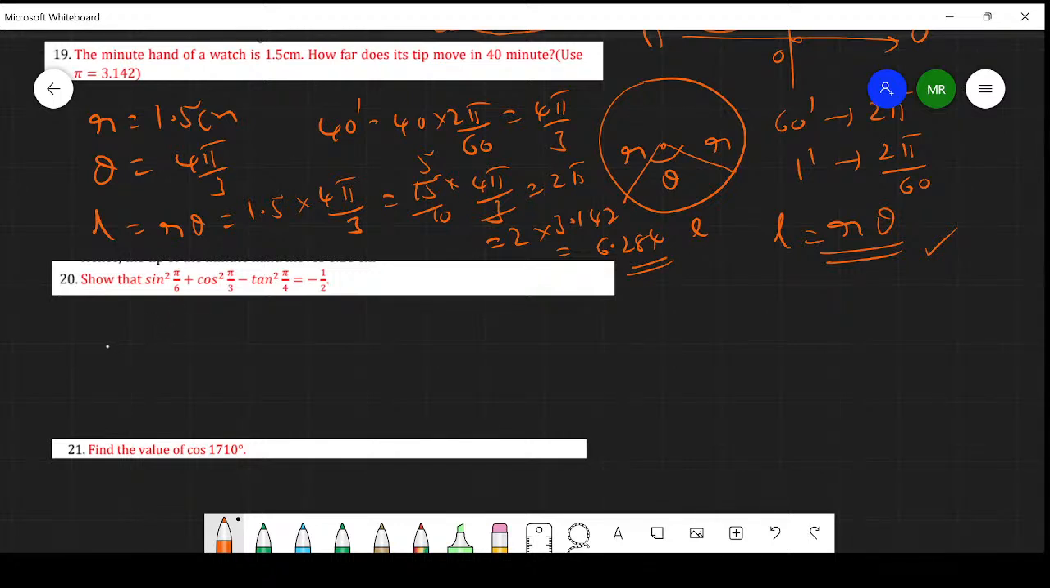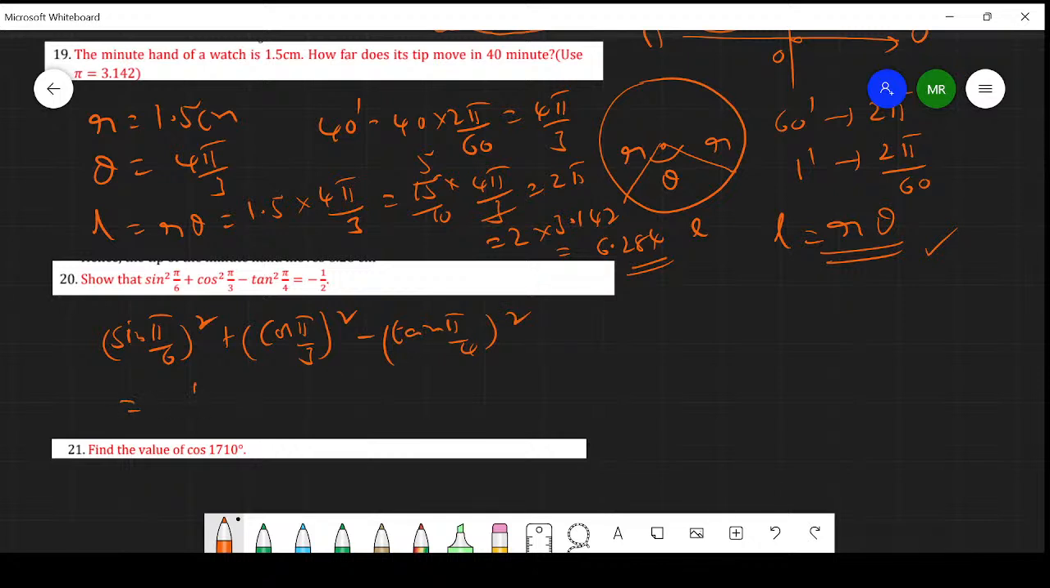Sine pi by 6 we know that. They are asking sine square pi by 6. I can write this one from the problem: sine pi by 6 whole square, plus cos pi by 3 whole square, minus tan pi by 4 whole square.